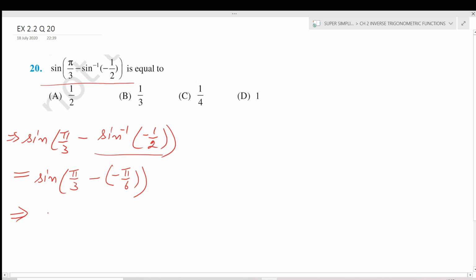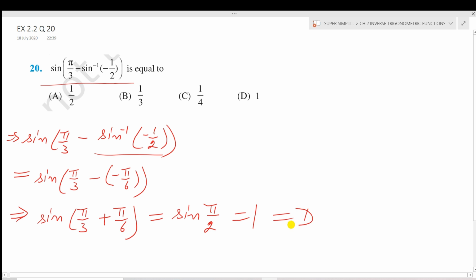which is equal to sine of pi by 3 plus pi by 6, which comes out to be sine of pi by 2, which is 1, which is the correct option D. So D is the correct option.